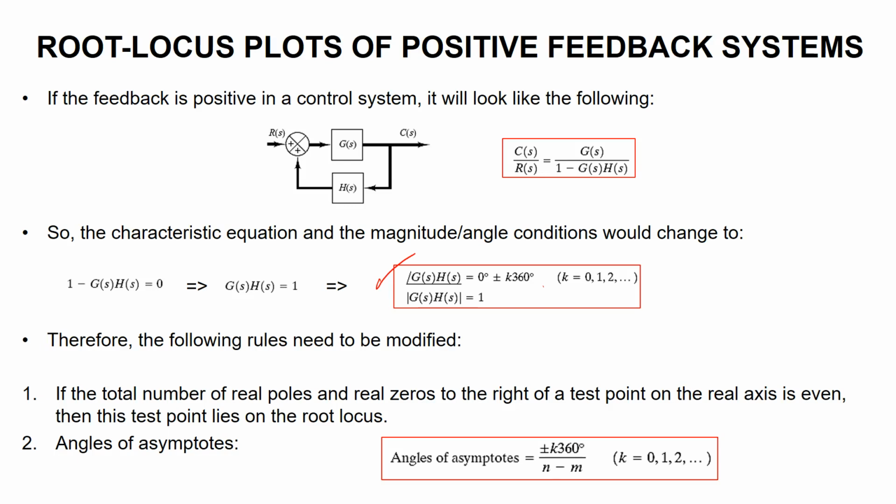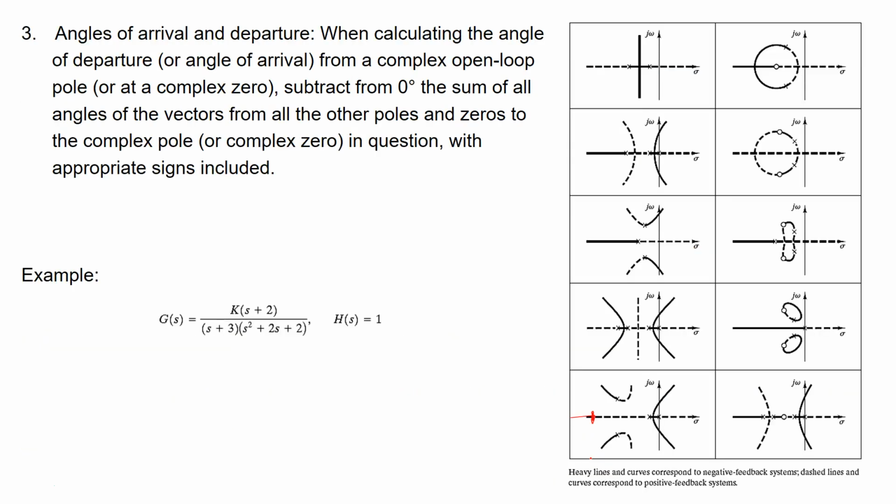The other one, the angle of the asymptotes. Remember, it was an odd number times pi divided by n minus m. Now it is again a what? An even number times pi divided by n minus m.